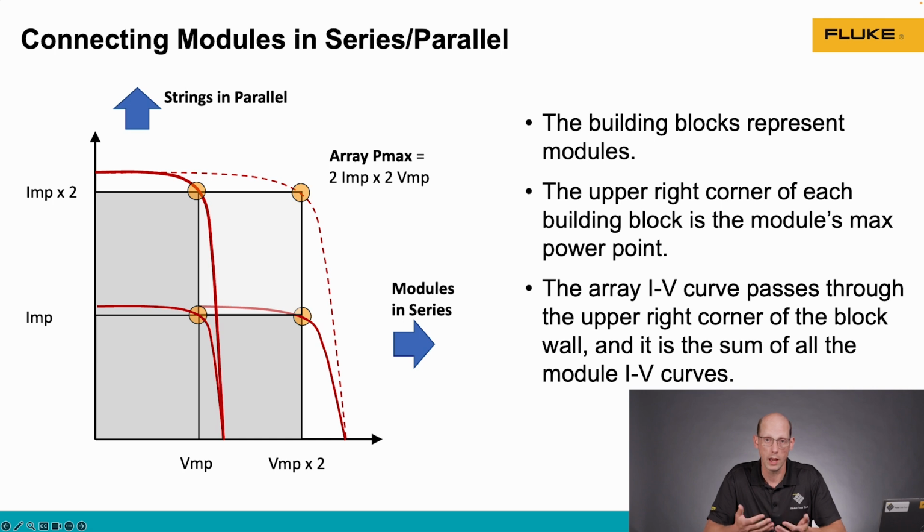When we decide what voltage we want, we connect the modules in series to get to the voltage that we need for our inverter. And then connecting them in parallel just adds power. So the more we have in parallel, the more power we have going to the inverter. That's series and parallel. It's pretty straightforward, but really important to understand.